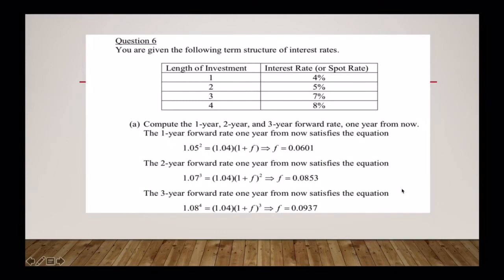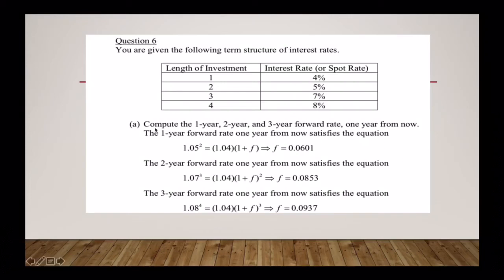So for the next and final question, I will be doing tutorial 7, question 6, where you are given the following term structure of interest rates. This is regarding forward rate. What does forward rate actually mean? Forward rate is basically an interest rate applicable to a financial transaction that will take place in the future. This refers to the rate fixed for a future financial obligation, such as the interest rate on a loan payment.